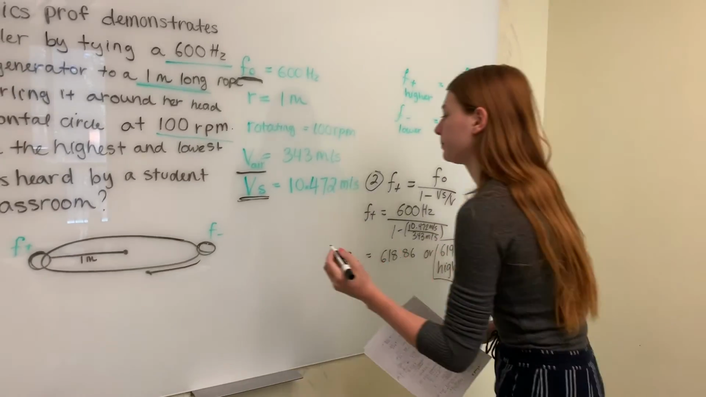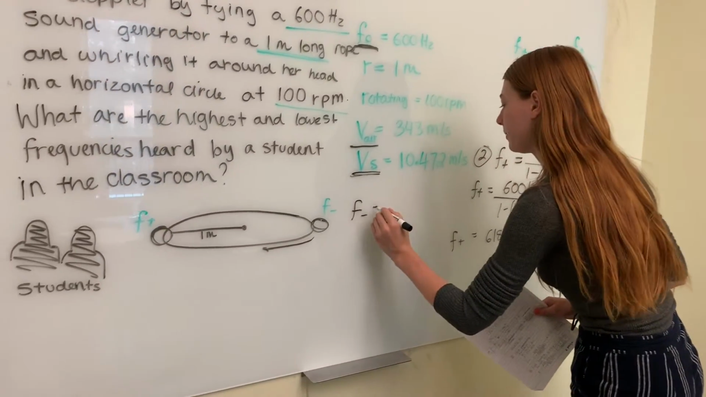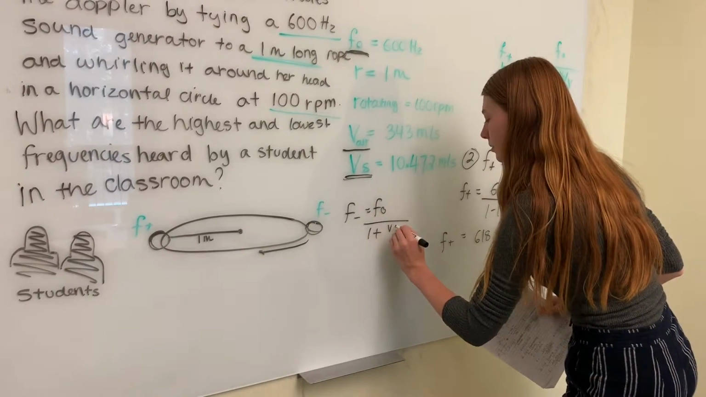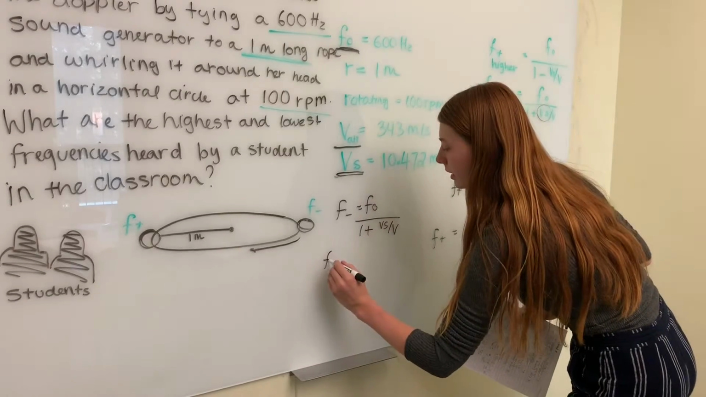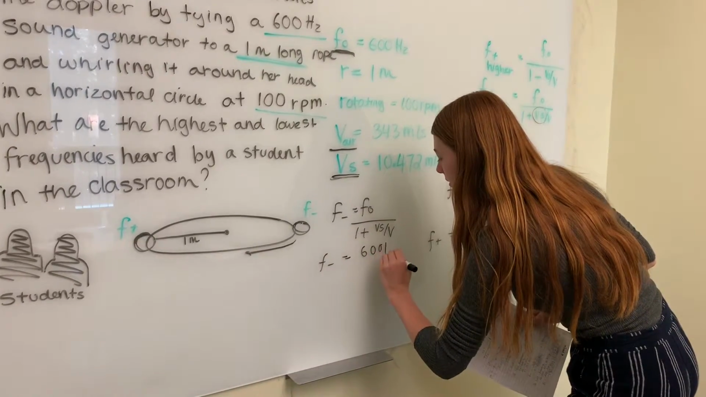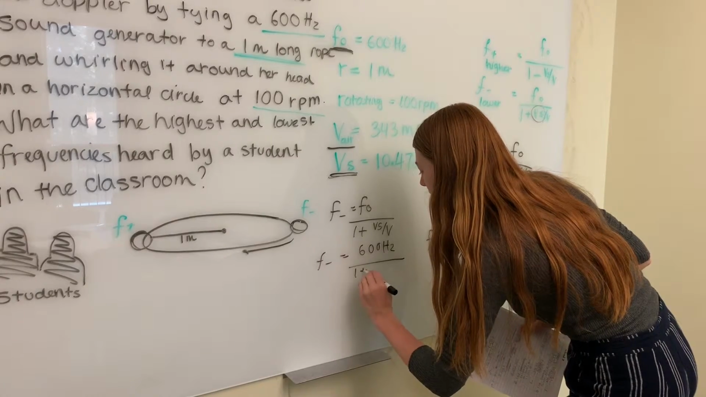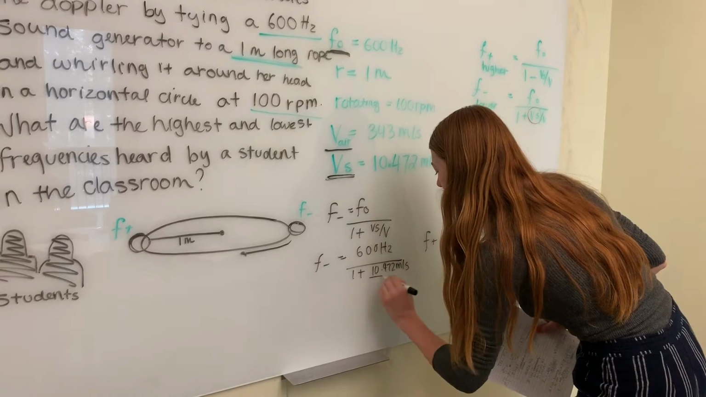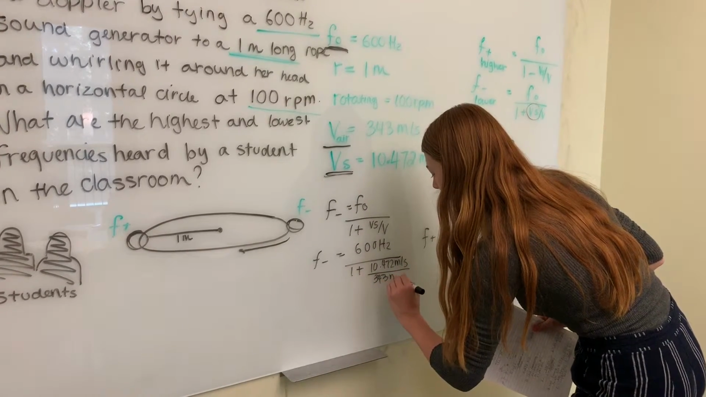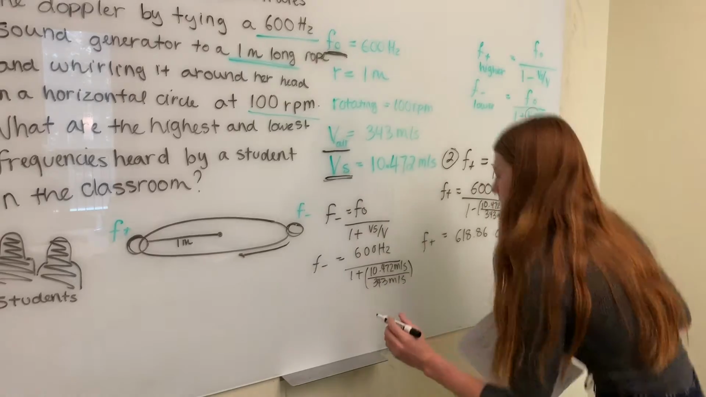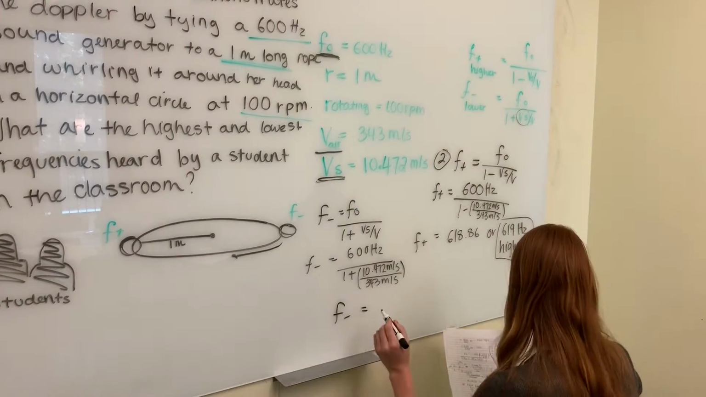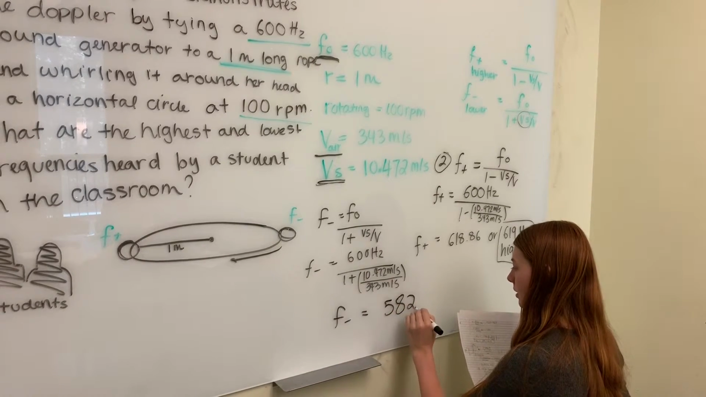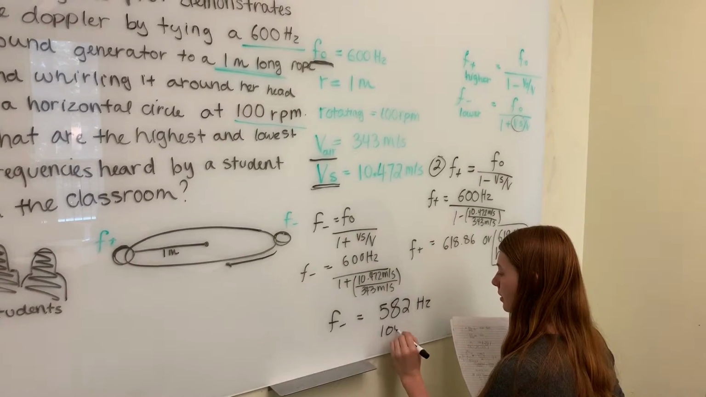And then we'll move over here to do our F receding, which is just F naught over 1 plus V source over V. And then you plug it in again. 600 hertz over 1 plus 10.472 meters per second over 343, and then we have F receding equals about 582 hertz, which is the lowest.